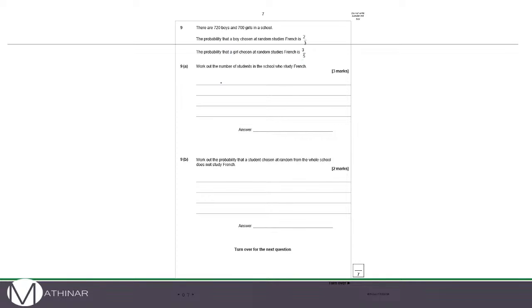Okay, so first we can do boy chosen at random. So we need to find 2/3 of the boys. So 2/3 times 720 is 480. So there are 480 boys that study French. And then 3/5 of the girls. So 3/5 times 700 is 420 girls study French. So the number of students that study French, you just add them up. So that's 900. And that's a very easy 3 marks.